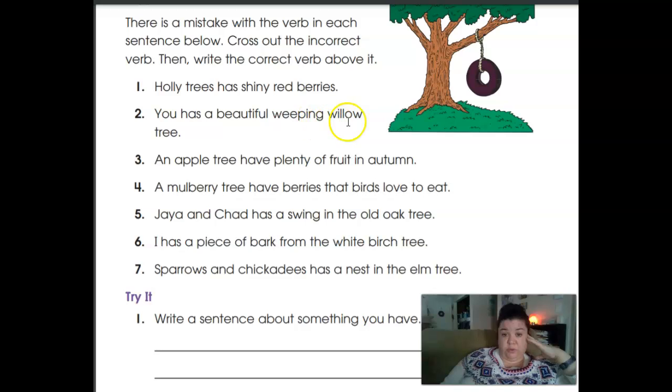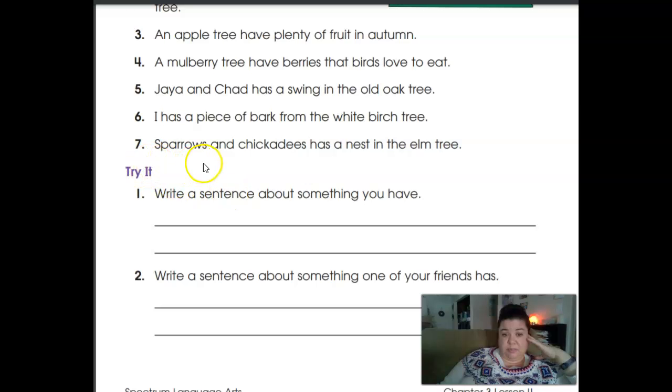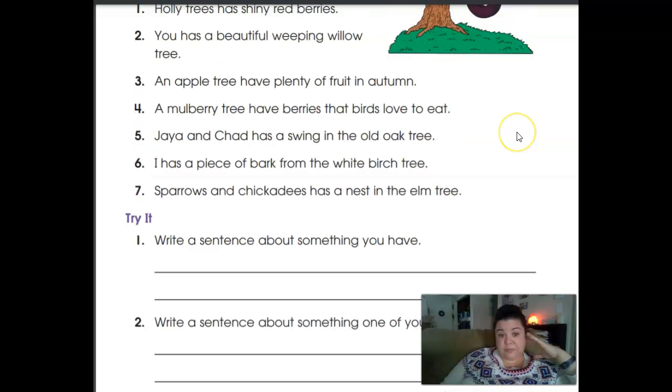You has a beautiful weeping willow tree. An apple tree have plenty of fruit in autumn. A mulberry tree have berries that birds love to eat. Jaya and Chad has a swing in the old oak tree. I has a piece of bark from the white birch tree. Sparrows and chickadees has a nest in the elm tree.